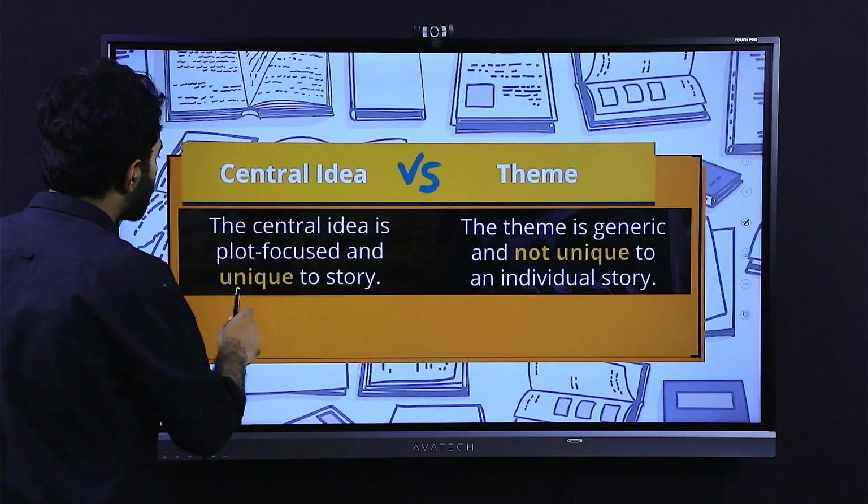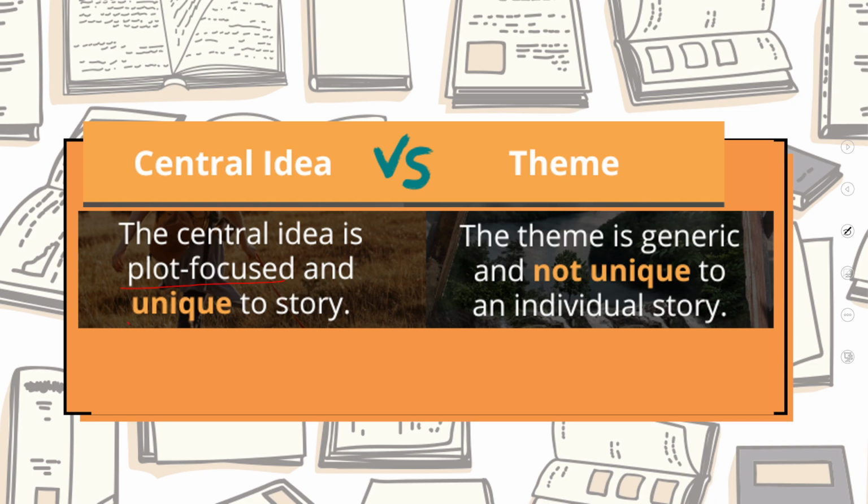The central idea is plot focused and unique to the story if we are talking about fiction over here. So if you are trying to find the central idea or main idea of a fictional text that is fictitious and imaginary, then you can clearly see that the whole central idea is actually plot focused. It is not out of the plot, rather it is embedded in the plot itself.